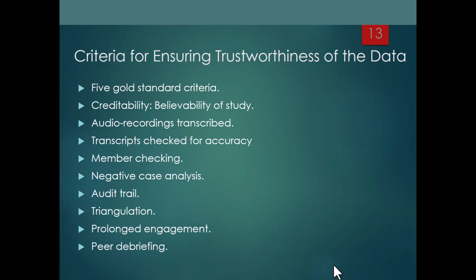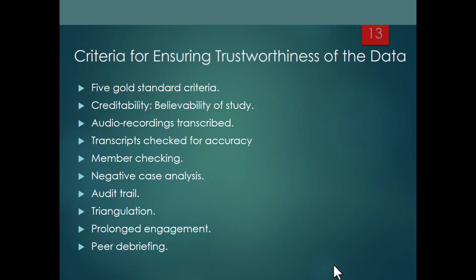Member checking is getting participants to review and check if findings accurately reflect what they said and confirm the researcher's interpretation of the data. So with member checking, basically the researcher goes back to the participants and double checks that what the researcher has is actually what the participant said. Because sometimes as researchers, we might interpret things differently. And member checking basically fact checks what the participant said.